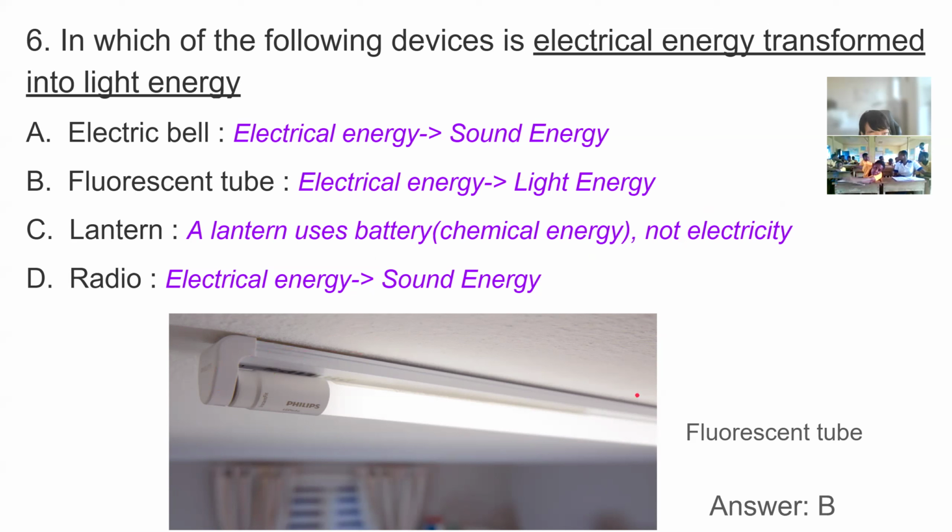And it is because in the fluorescent tube, we have electrical energy because it is connected to the outlet. So it converts from electrical energy into light energy because it provides light in our homes.